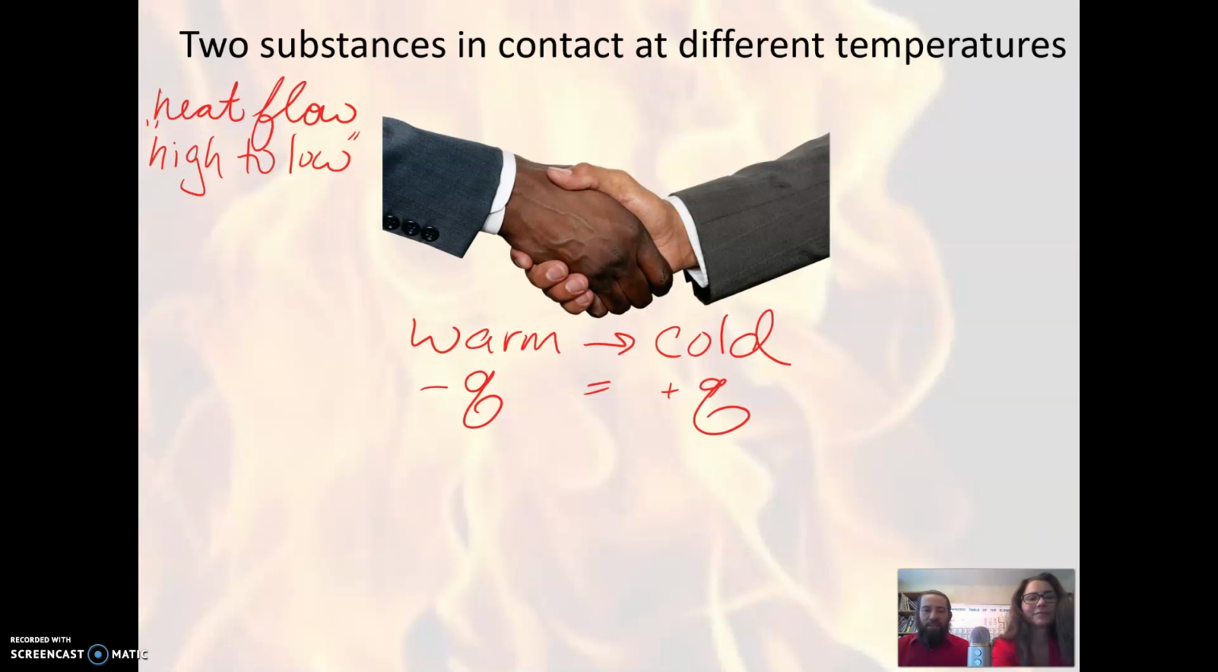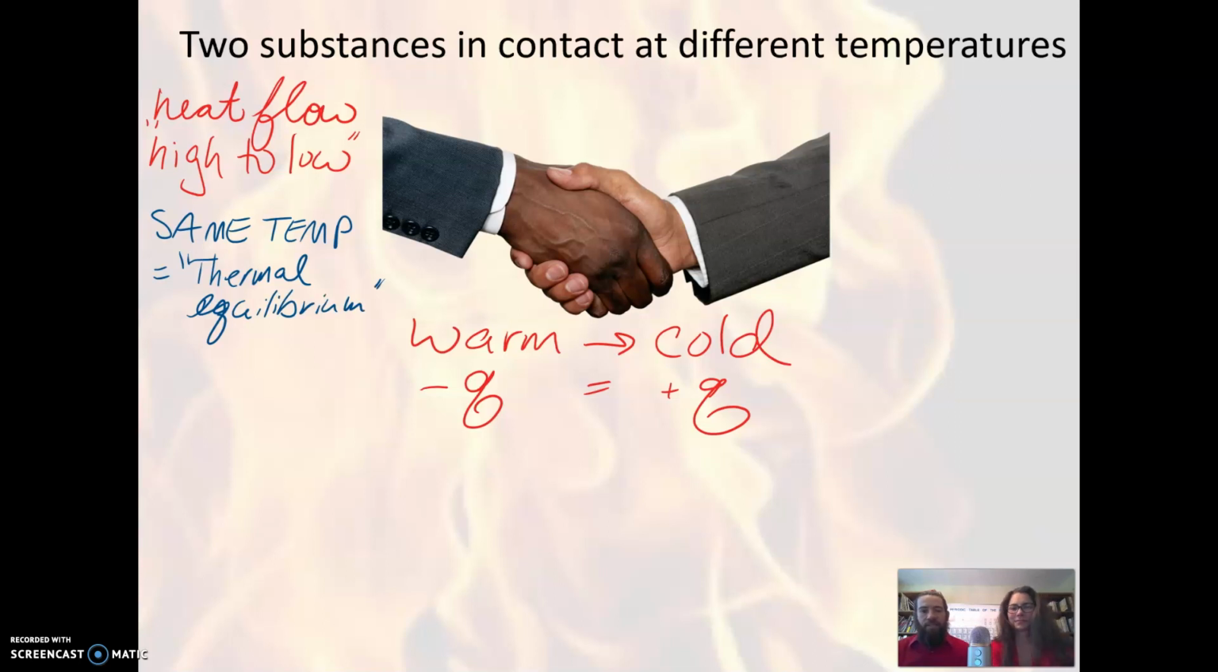So the amount of heat that's lost by the warm hand is equal to the amount of heat gained by the cold hand. Now, this has to be in a closed system. When we're shaking hands, there's air around the hands that would be taking some of the heat as well. But if we had a closed system, the heat lost by the warm object would be equal to the heat gained by the cold object.